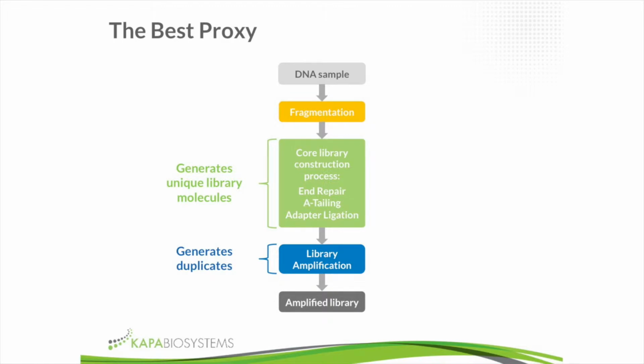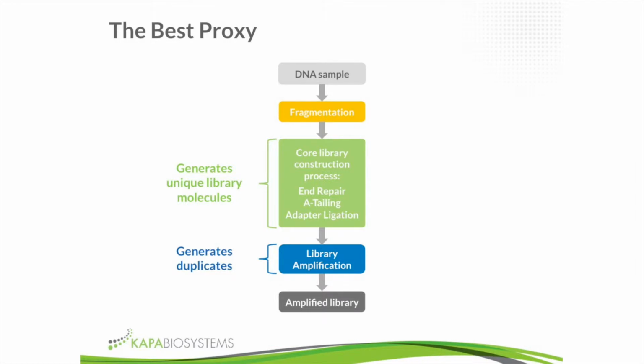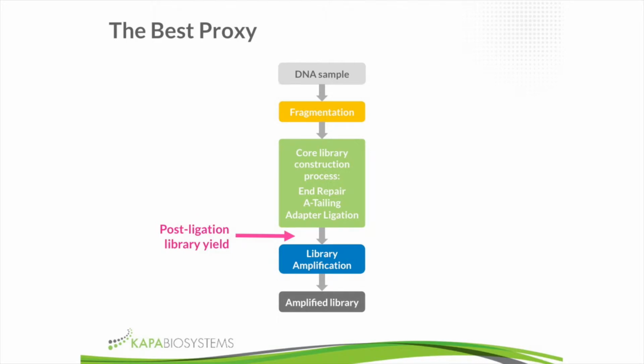If you dissect the library construction workflow into functional units, it is clear that the core library construction process, so the process by which randomly fragmented DNA becomes adapter ligated, is really what determines the number of unique library molecules, whereas library amplification only generates duplicates. So to evaluate the intrinsic efficiency of library construction, it's not the final library yield, but really that intermediate step, that post-ligation library yield, that becomes a good indicator for what's really happening. This, of course, assumes that your library amplification is well optimized and performed with a low bias enzyme.